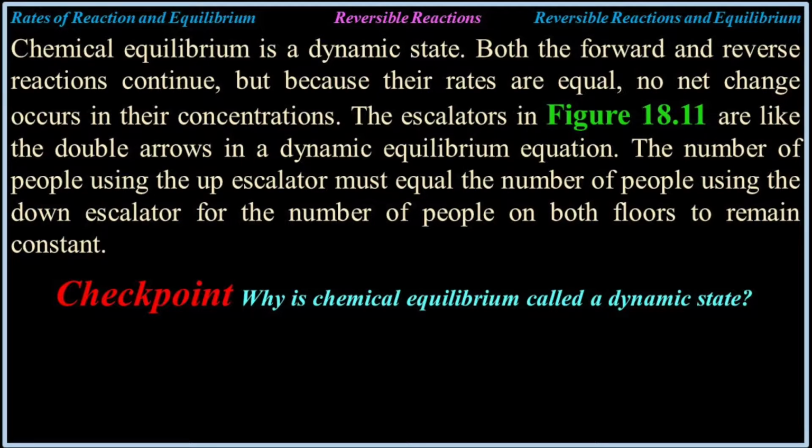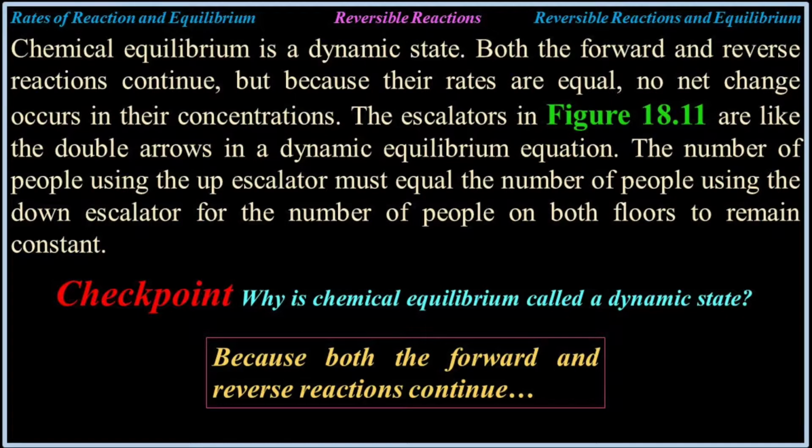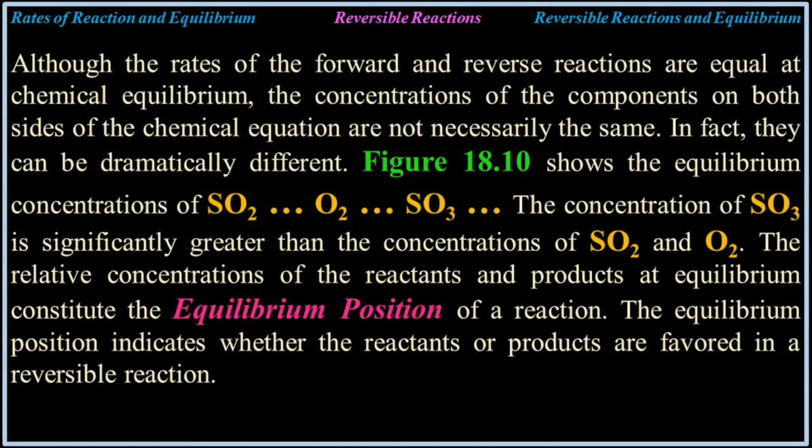Why is chemical equilibrium called a dynamic state? Because both the forward and reverse reactions continue. Although the rates of the forward and reverse reactions are equal at chemical equilibrium, the concentrations of the components on both sides of the chemical equation are not necessarily the same. In fact, they can be dramatically different.